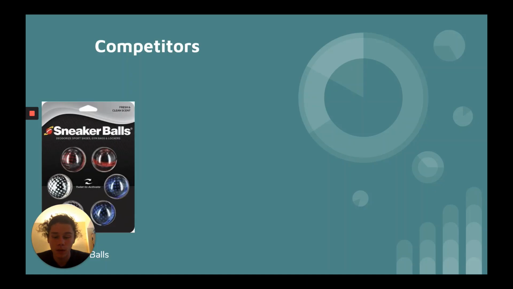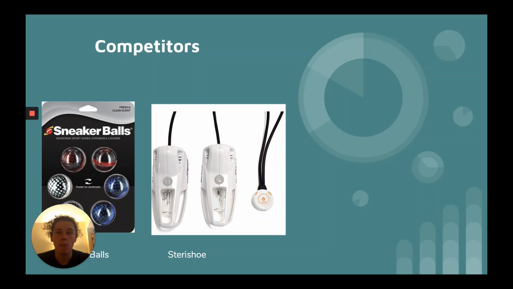Well, on the market now, we have $20 sneaker balls, a product that does not solve the problem of bacteria. It only temporarily masks the funk. It's like putting a Band-Aid on a broken bone. More expensive, we have the $99 Steri shoe. This can only be used one product at a time and has a 15-minute battery life, making it unsustainable for commercial use and not worth the price point.